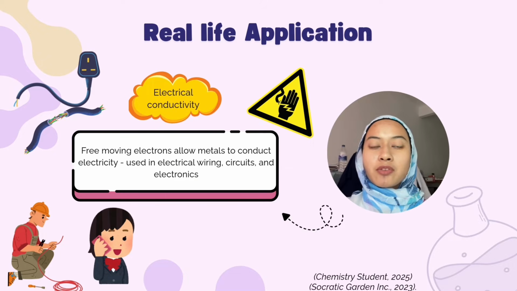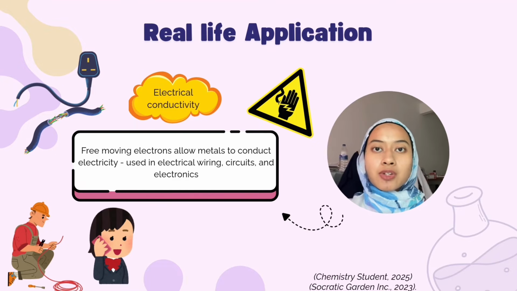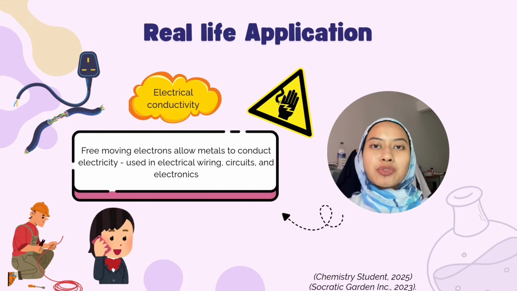Metallic bonding is a type of chemical bonding found in metals, where the positive metal ions are held together by a sea of delocalized electrons. These electrons are not attached to any single atom and can move freely throughout the metal structure. This unique bonding explains many important metallic properties.